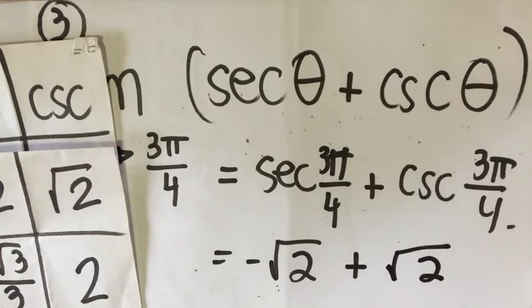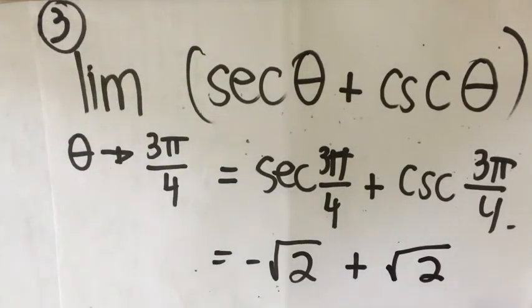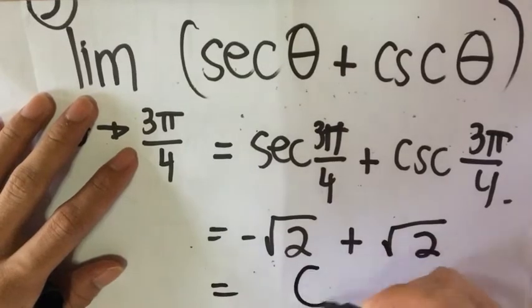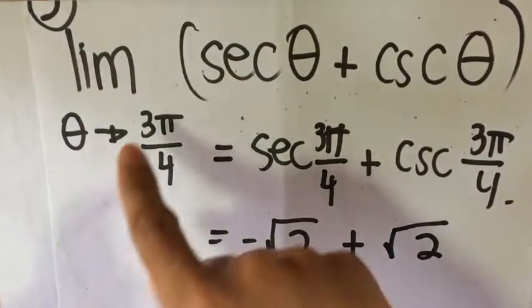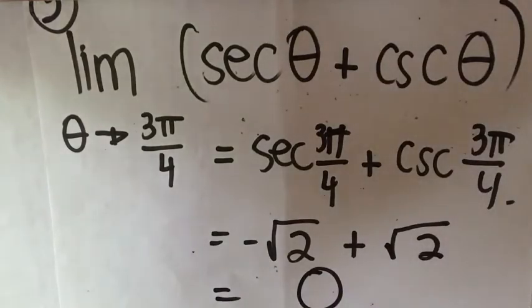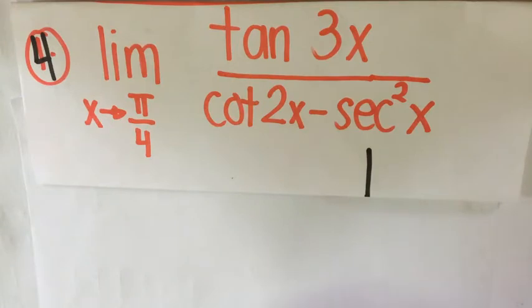So you already found the exact value of each trigonometric function. That is negative square root of 2 plus square root of 2, which is exactly 0. So the limit of this function is 0. That's example number 3. Okay, we are down to example number 4.